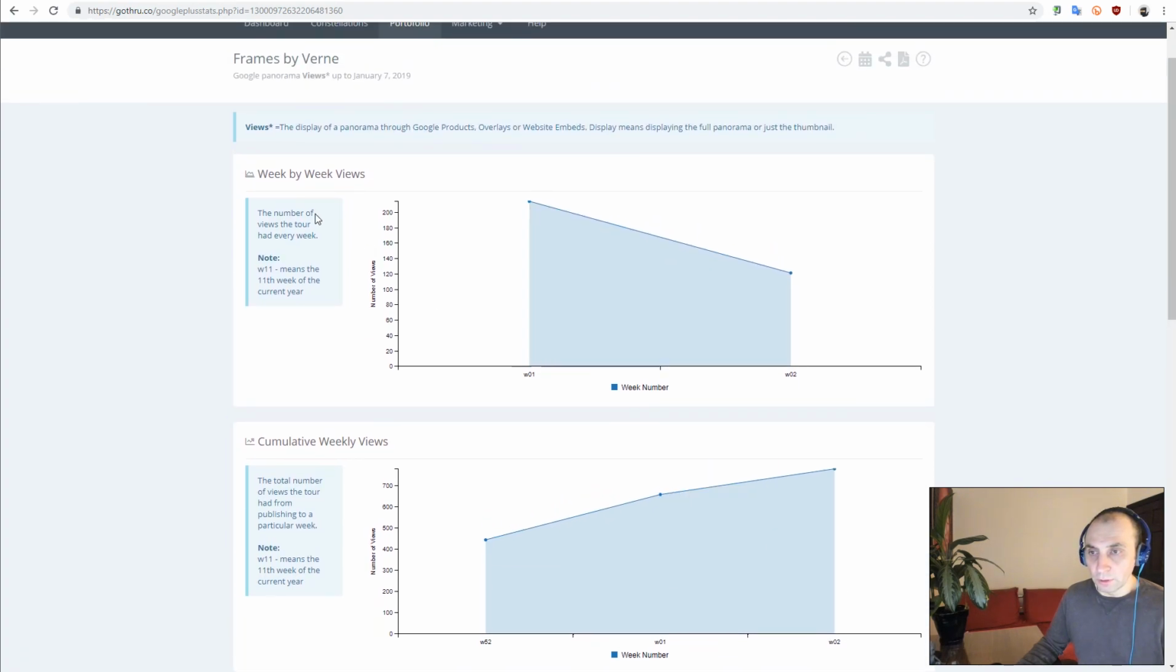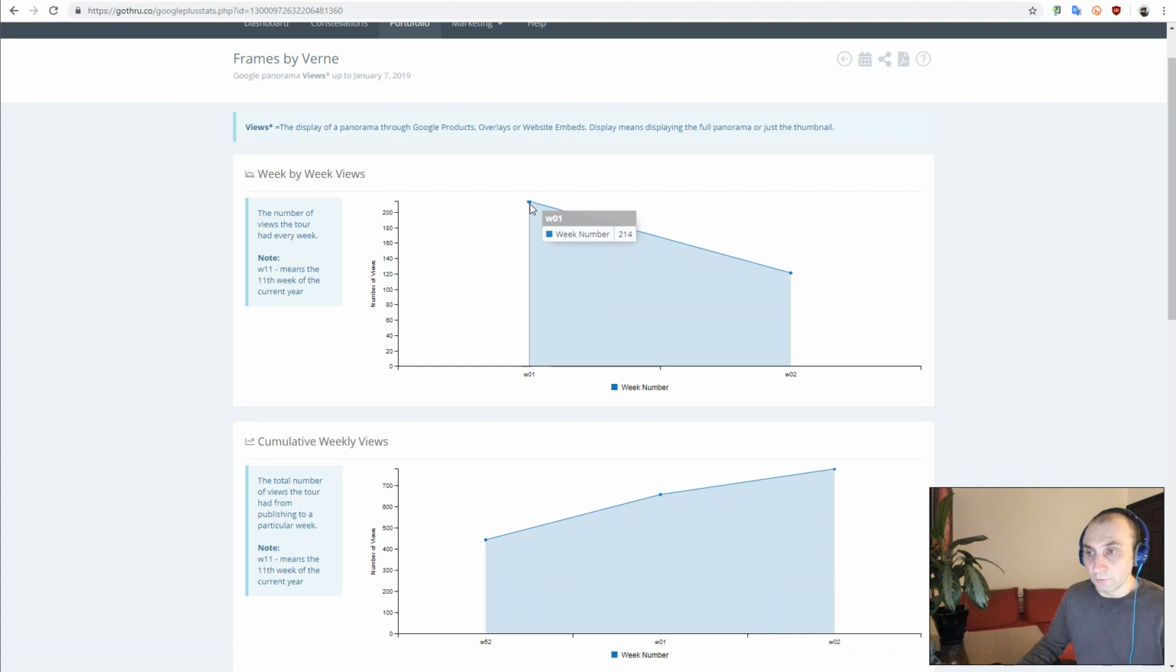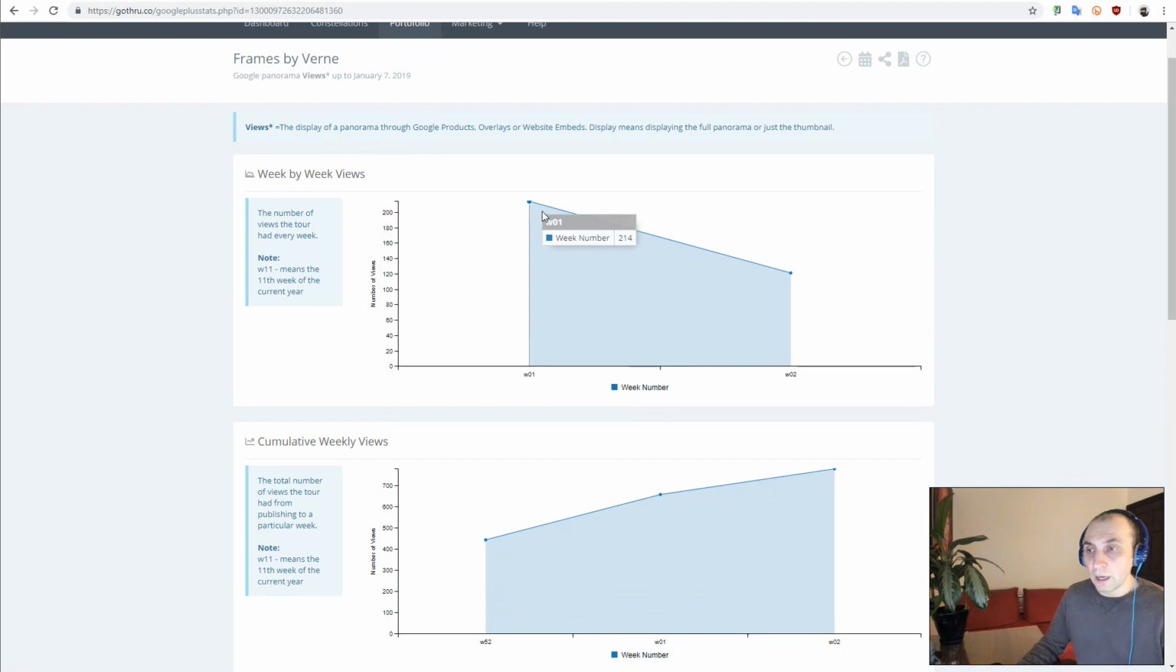Now, going to the first graph, this shows the difference between two weeks. So in week one, we have the difference between week one and week 52, and that's 214. Then we have the difference between week 2 and week 1, and that's 121. So these are how many views the tour got between those two dates.